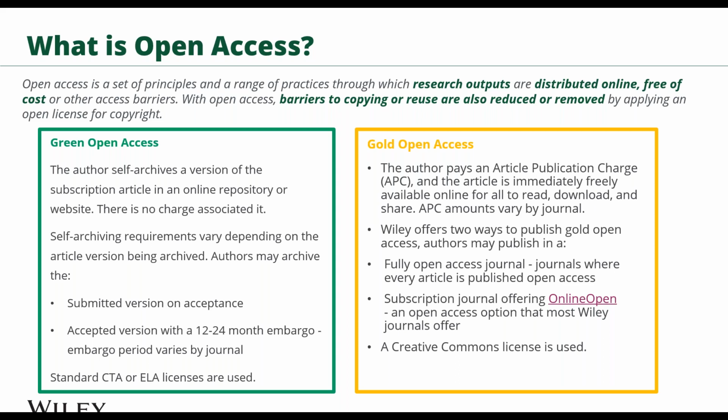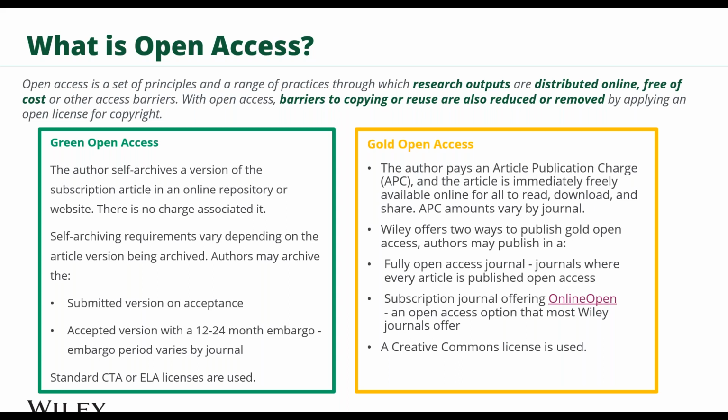Gold open access is what most people think of when they think of open access. This is when the author or the author's funder or institution pays what we call an article publication charge, an APC. And the article is published free to read, download and use immediately. The cost of an APC does vary by journal, but this will be listed either on the journal's webpage or on the publisher's website, so you can go and find out the price of an APC in the journal you might want to submit to.